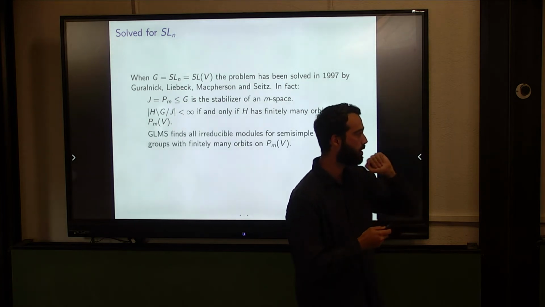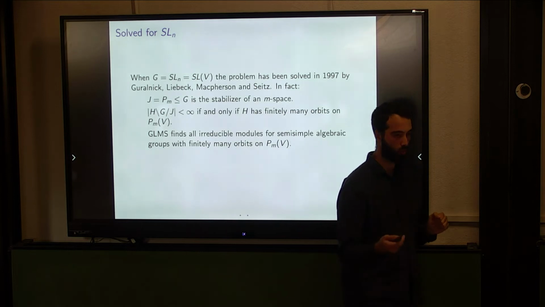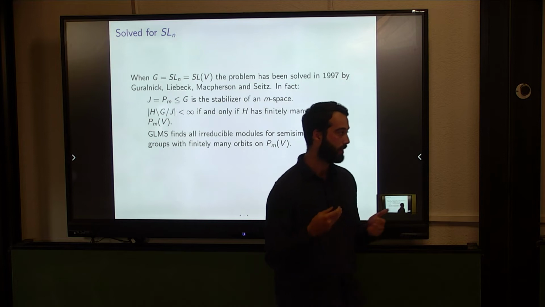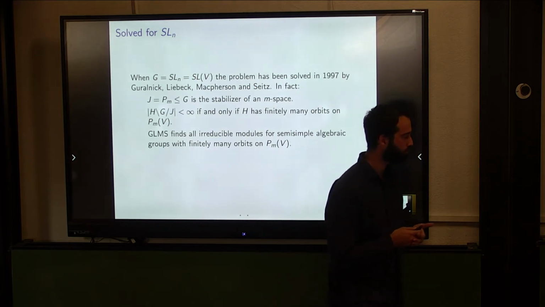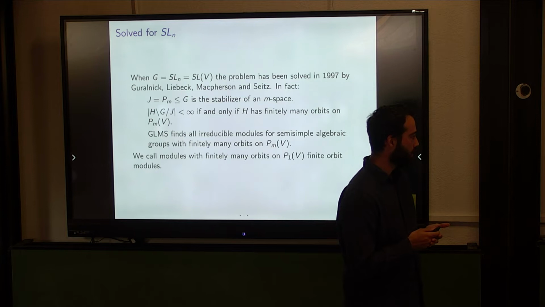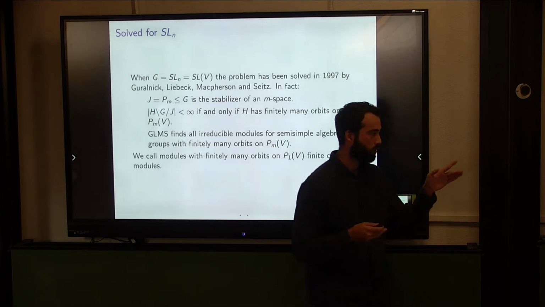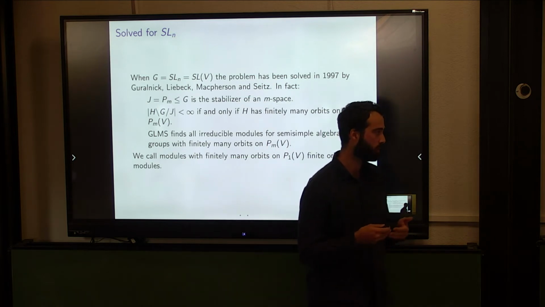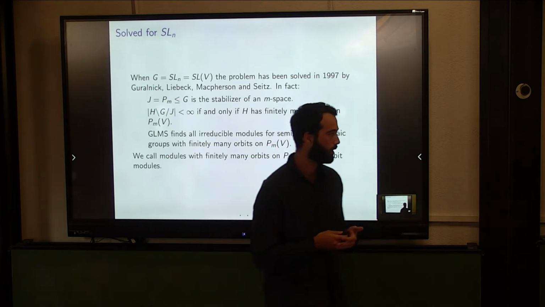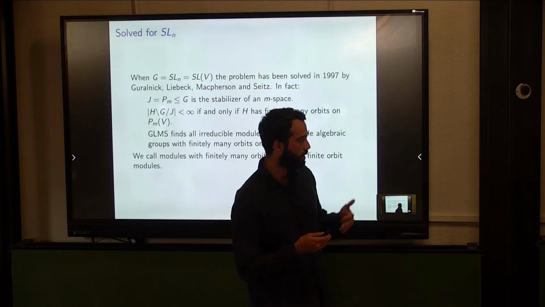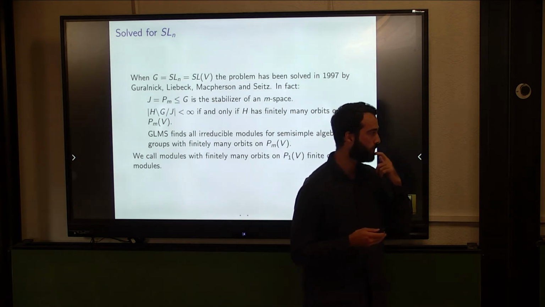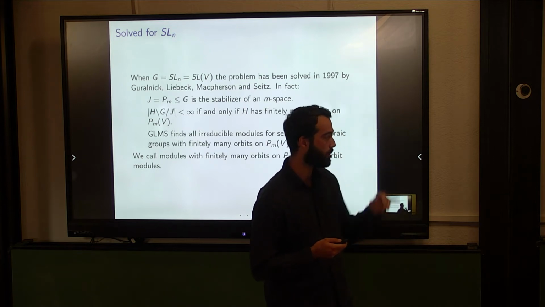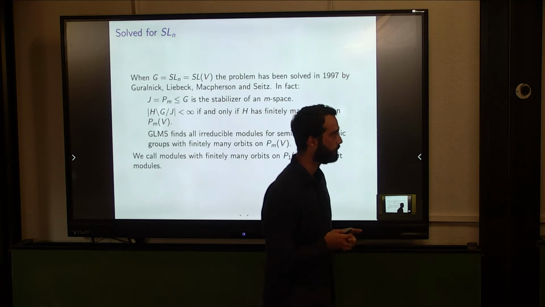They find all irreducible modules for semisimple algebraic groups with finitely many orbits on varieties of subspaces. So in the particular situation when m is 1, so that we're looking at orbits on one-spaces, we like to give this a name, we call these finite orbit modules. So before I give you their result, their classification, let me give you a construction where finite orbit modules are easily found.